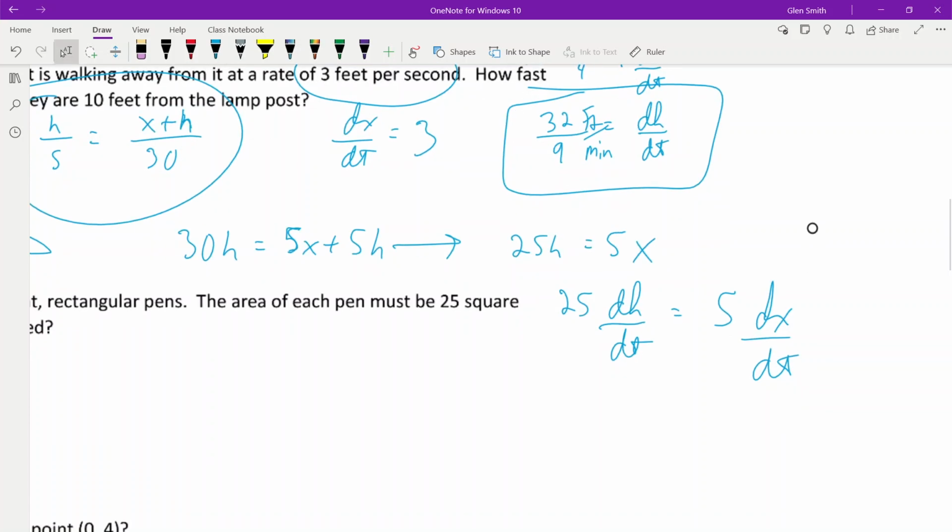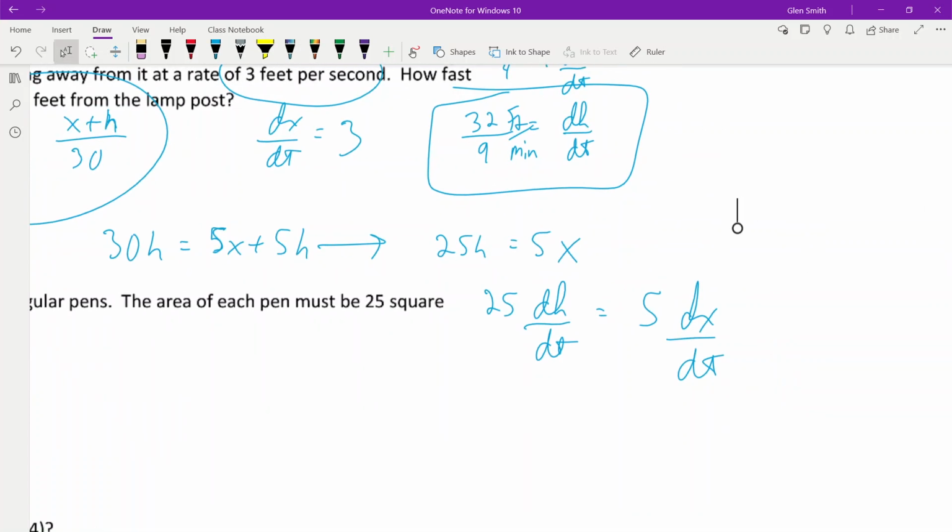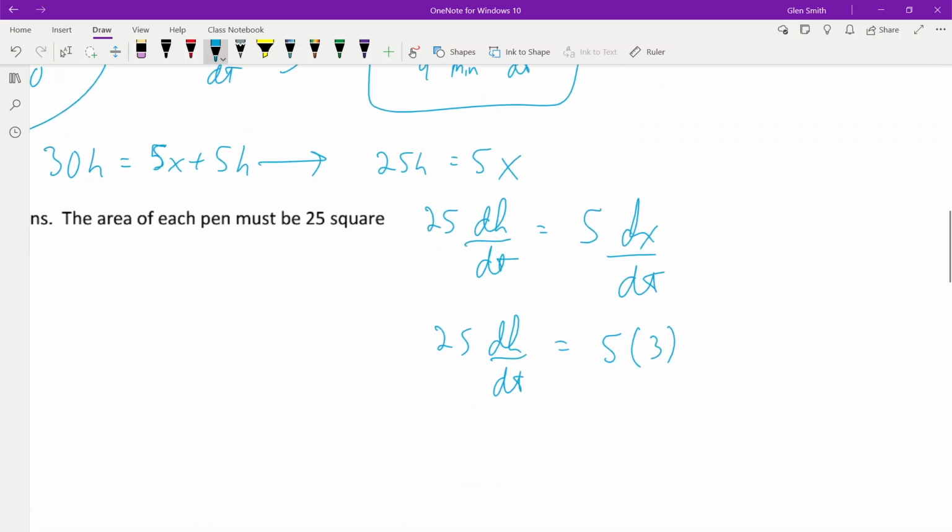How are we doing so far? You get here? We're good? And we know dx dt is 3. So 25 dh dt is 5 times 3. And look, if I mess up, gang, you've got to let me know here. I'm recording this for future generations.